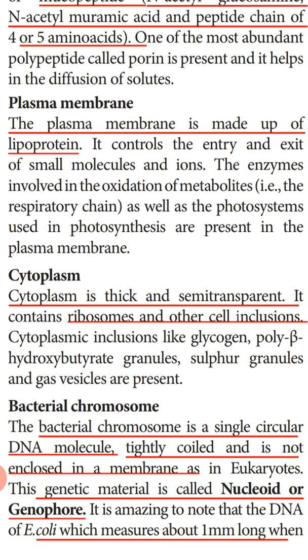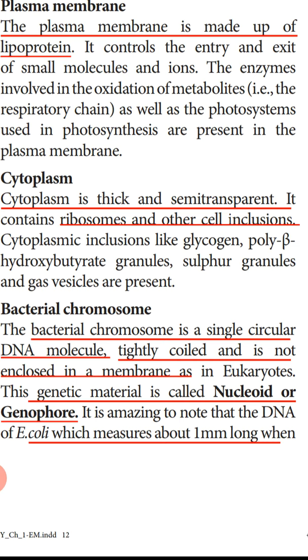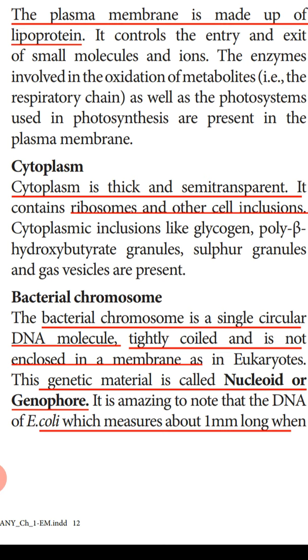Next, you are going to study about the bacterial chromosome. A bacterial chromosome is a single circular DNA molecule. So here, in the case of bacteria, the chromosome is a single circular DNA molecule. Only one single strand of DNA molecule is present there. It is tightly coiled and is not enclosed in a membrane.